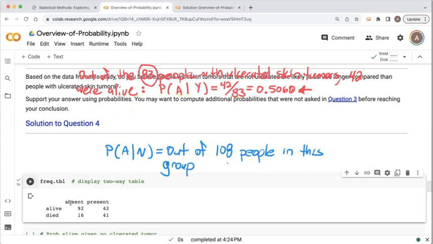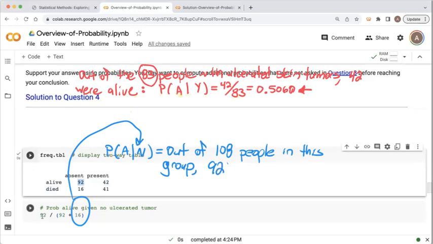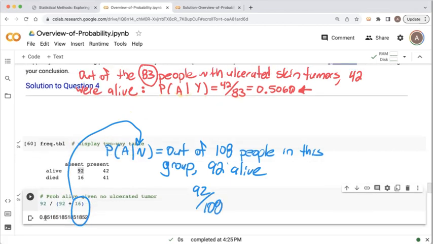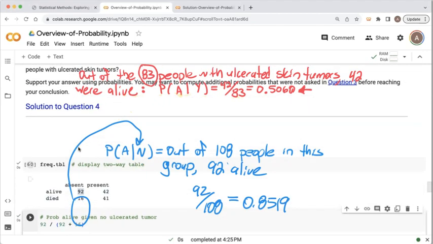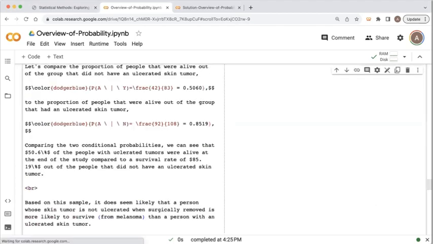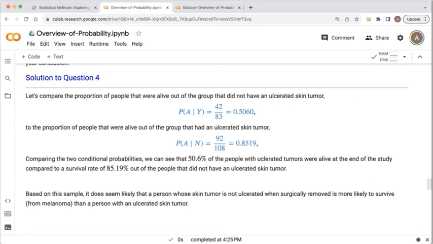So now we're taking a look at just the group of 108 people that did not have an ulcerated skin tumor. And out of those 108, 92 of them were alive. So that's the 92 divided by the 108 I can see over here, and that winds up being 0.8519. And so I'm just gonna paste the solution from the solution notebook over here.